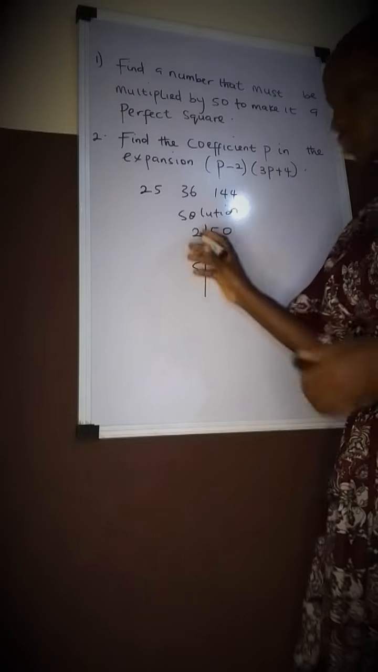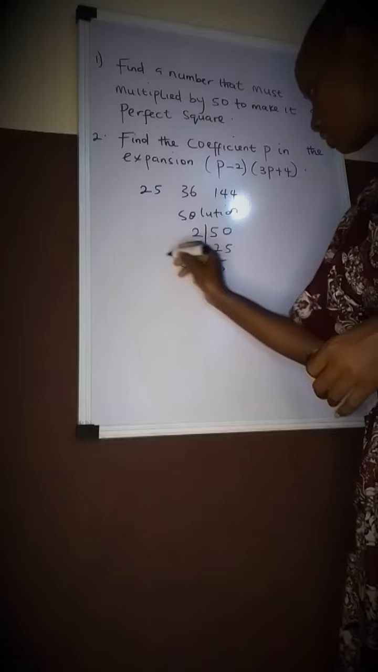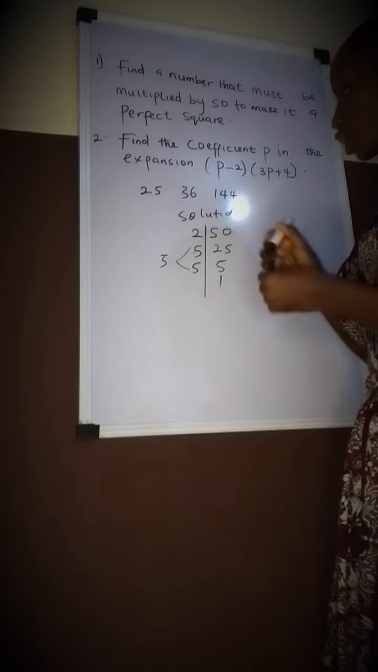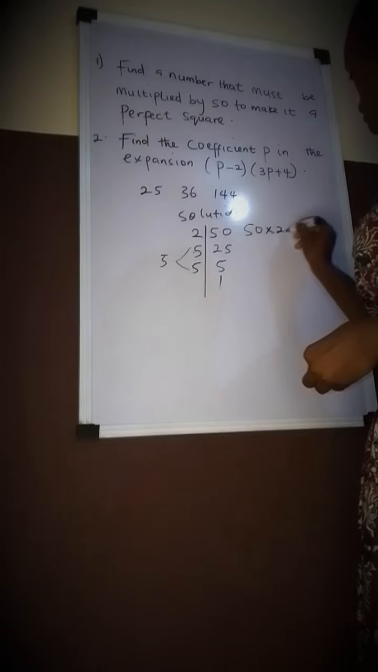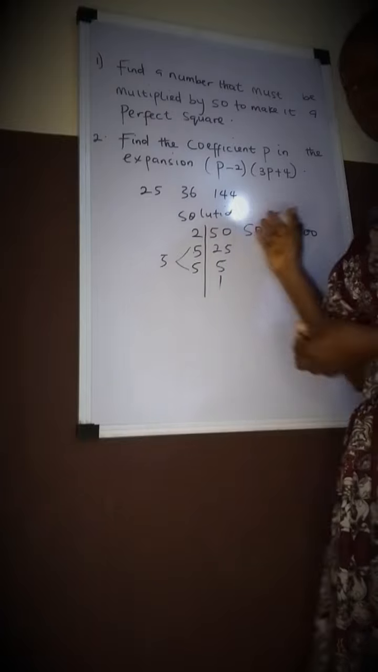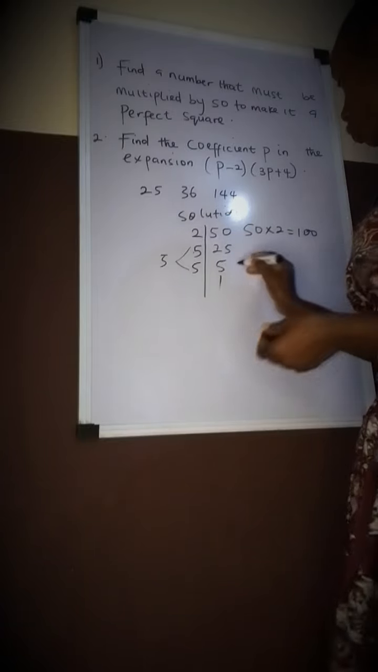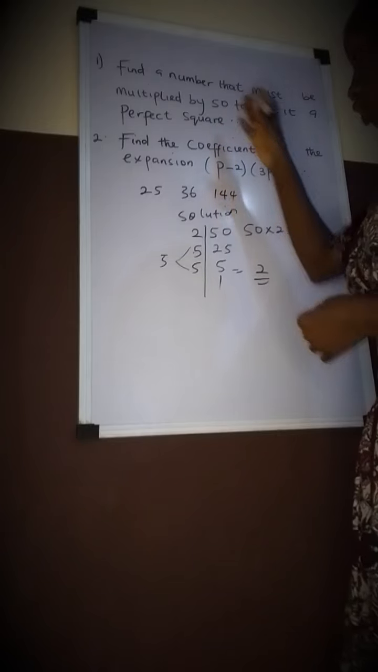Now when you pair these numbers, you know a square root will pair after solving. So we pair this to give us 5. Now what is the odd number here? 2. So that odd number is the number that you multiply by 50, because when you multiply 50 times 2, it will give us 100. 100 is a perfect square because 10 multiplied by 10 will give us 100. So 2 is that number that will be multiplied by 50 to give us a perfect square.